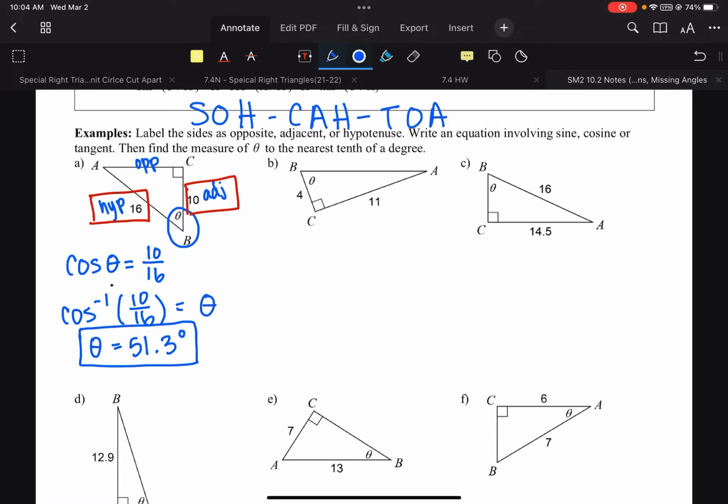Okay. If you couldn't find those buttons on your calculator, pause the video, ask someone next to you, figure out where these buttons are so that you can make sure that you know how to type this in.